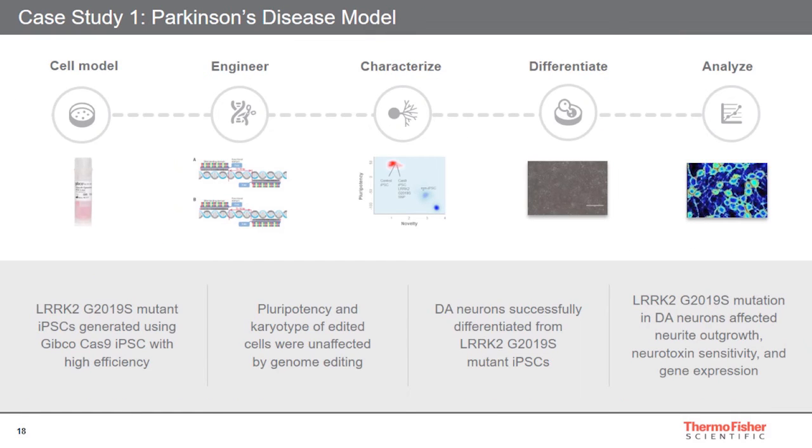And so, to summarize, we were able to engineer the LRRK2 G2019S mutation by utilizing our Cas9 expressing iPSC line. We confirmed that these edited iPSCs maintained their pluripotency and had a normal karyotype. And then we were able to successfully differentiate the edited iPSC line into midbrain dopaminergic neurons and discovered that the specific mutation affected neurite outgrowth, and neurotoxin sensitivity, as well as specific gene expression patterns in those cells.